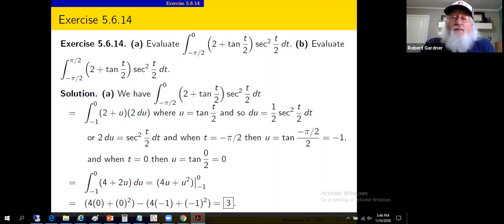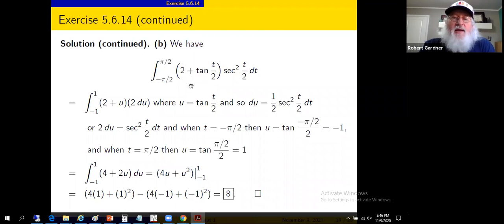Okay, so there's the first one. Second one, it's going to be very similar because it's got the same integrand. We'll make the same u substitution. We'll have the same du stuff going on. The only thing that will be different is, looks like the upper bound is changed from 0 to pi halves. Okay, so that'll change a little part right here.